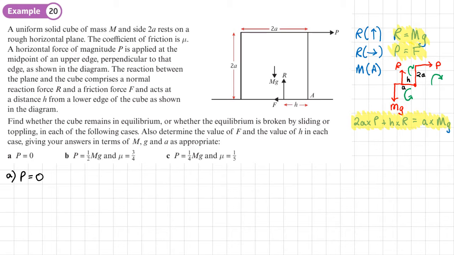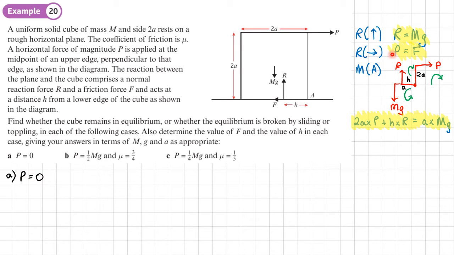So we'll start with part A, where P is equal to 0. Now if we think about it, if there is no pulling force here, there are no forces acting on this cube, so I'm not expecting it to do anything. I'm not expecting it to move, slide or topple. It's not going to move at all because there aren't any other forces acting on it apart from P, but we want to prove that mathematically.